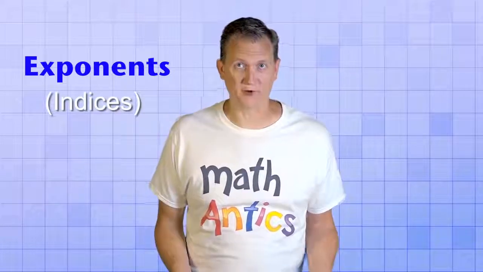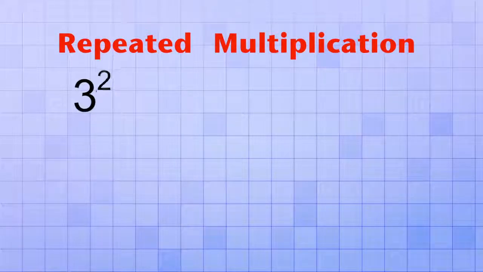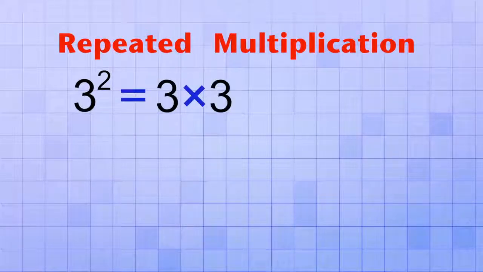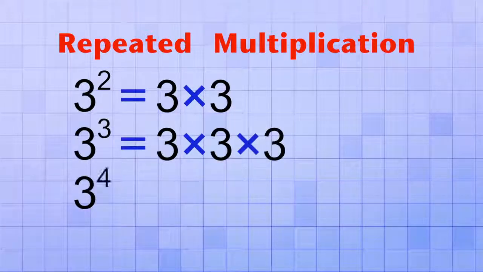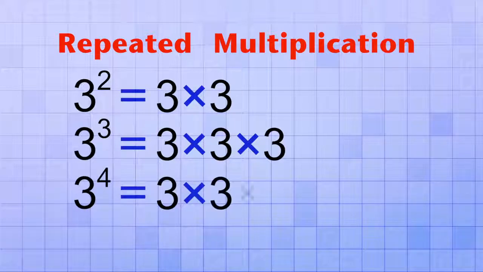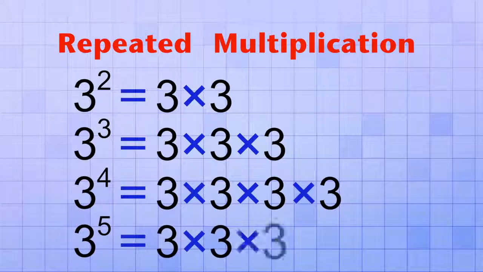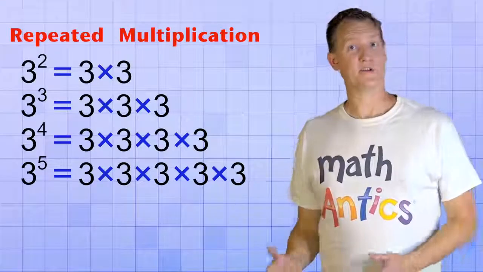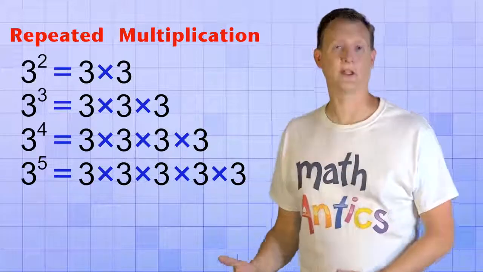Okay, now that you know what exponents are, or indices if you prefer, and you know how they're written, it's time to talk about how they're used in math. As I mentioned earlier, exponents are a way of doing repeated multiplication. 3 to the second power is the same as 3 times 3. 3 to the third power is the same as 3 times 3 times 3. 3 to the fourth power is the same as 3 times 3 times 3 times 3. 3 to the fifth power is the same as 3 times 3 times 3 times 3 times 3. See the pattern? So exponents can save you a lot of writing when you need to show repeated multiplication.